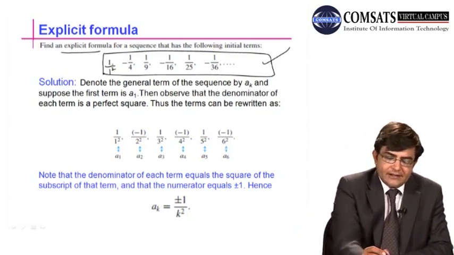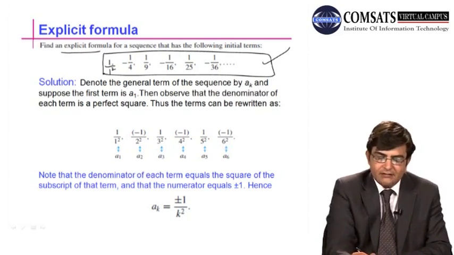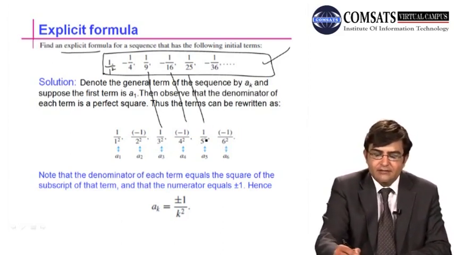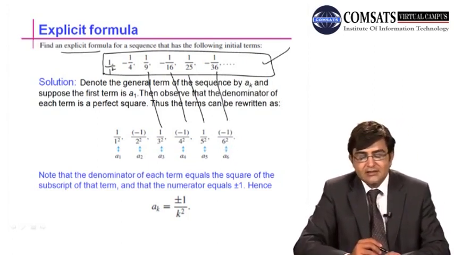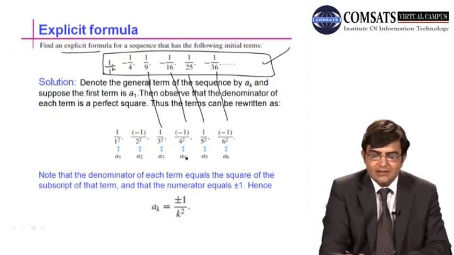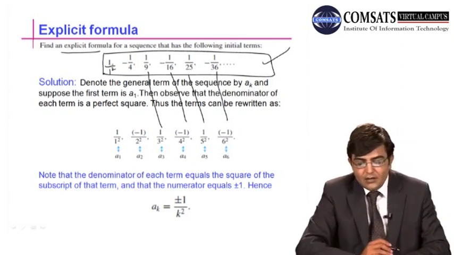So first we write 1 over 1 square. Here we write minus 1 over 2 square. This we write 1 over 3 square. This we write minus 1 by 4 square, plus 1 by 5 square, minus 1 by 6 square. So this is basically the first term, this is the second term, this is third, fourth, fifth and sixth.